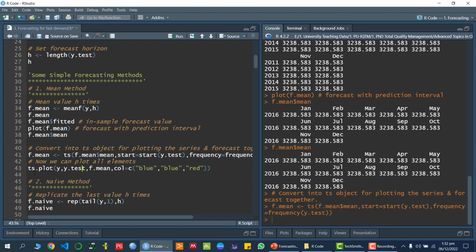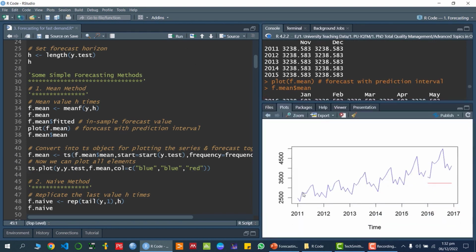So first of all, I am converting this into a time series. Then I am going to plot with the help of the ts time series plot. The original values are going to be shown, these are the test values, and this is the forecasted value. The original values and the test values are shown in blue, whereas the fitted value, or you can say the forecasted value, is going to be shown in red. If I run this command, you can see that this is the actual data set.